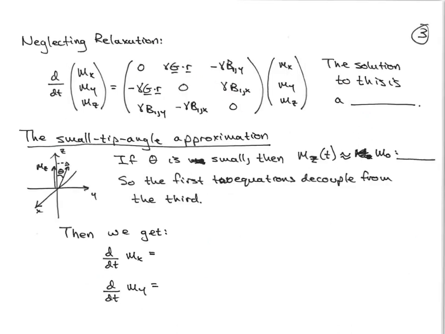And here is the Bloch equation neglecting relaxation. You can see that the diagonal entries of the matrix here have gone to 0, and then we've lost the term off to the side there. And so now the magnetization will never change length, right? So the solution to this equation then is a rotation.